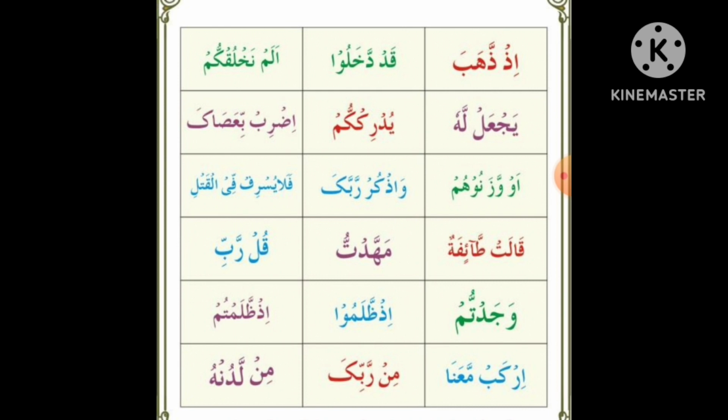Then you have فَلَا يُسْرِفْ فِي الْقَتْلِ. This is the example of mithlain again. As you can see, there is a quiescent fa and then a mushaddad fa. So the fa is similar. Both the letters are similar. So this is the example of mithlain.